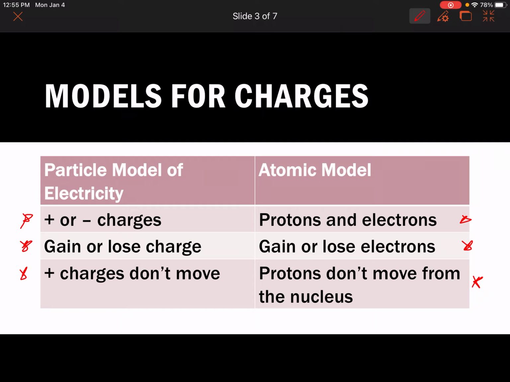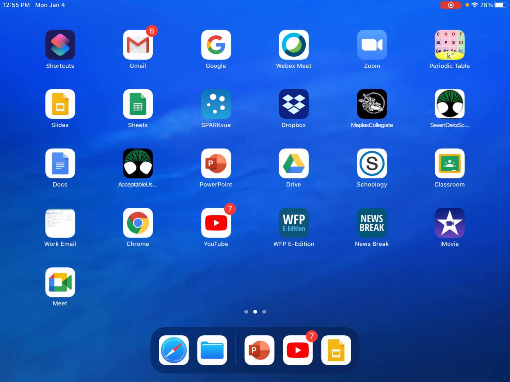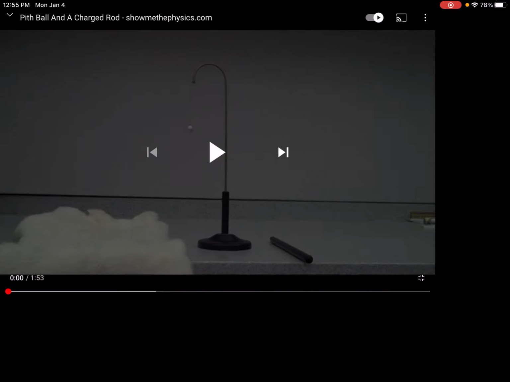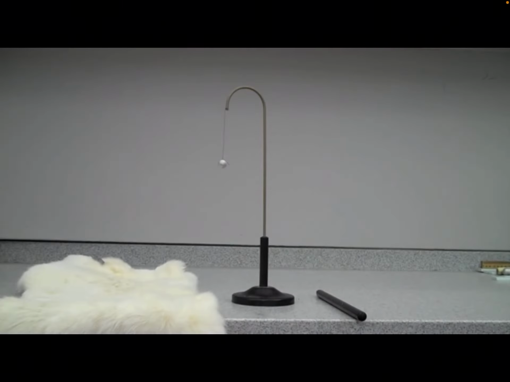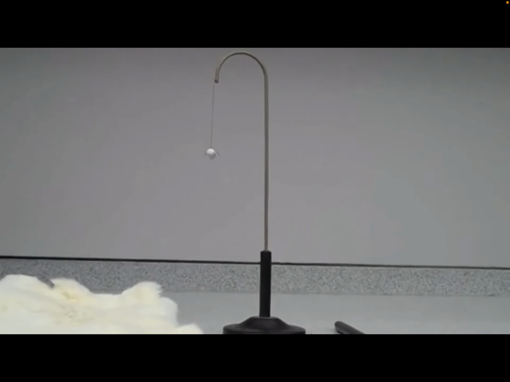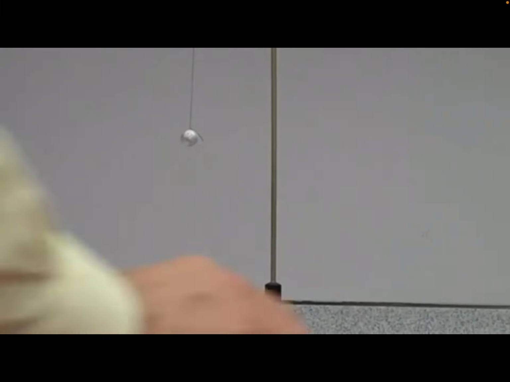So you can make sure you copy down all that information there, and then we're going to look at a demonstration of pith balls. So hold on here. Okay, now I have to switch screens here. So a pith ball, first of all. Okay, we've got this little ball here. So that is called a pith ball. So it's a metal round ball, a metal sphere.